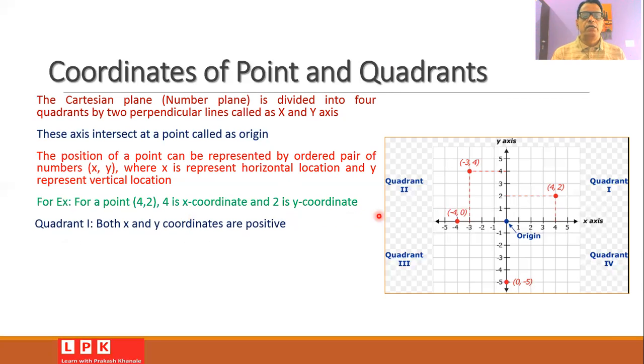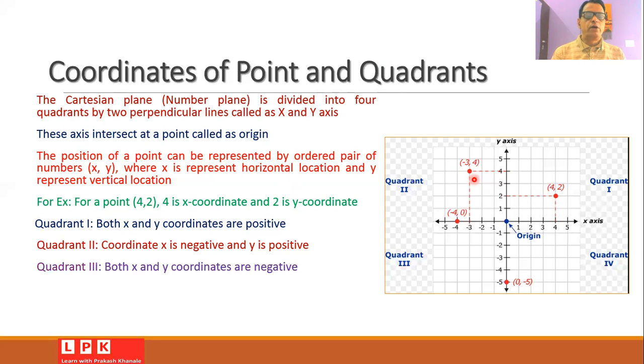In quadrant 1, both x and y coordinates are positive. In quadrant 2, the x coordinate is negative and the y coordinate is positive. So any point in quadrant 2 can have coordinates such as (-3, 4). In quadrant 3, both x and y coordinates are negative. And in quadrant 4, the x coordinate is positive, but y is negative.